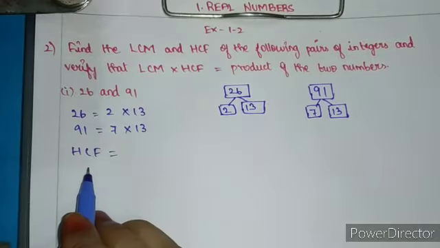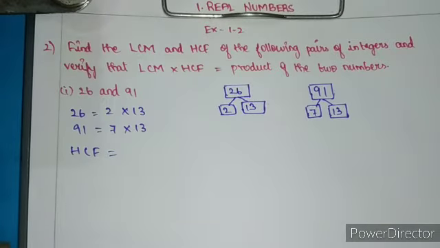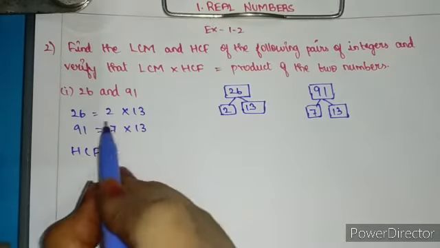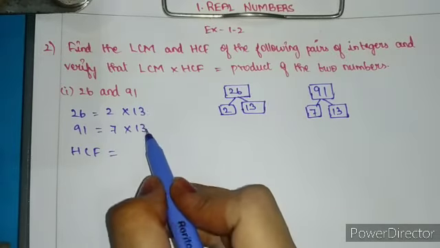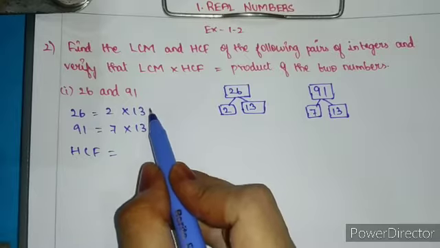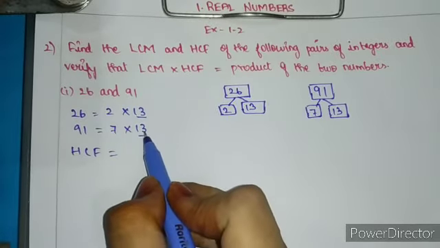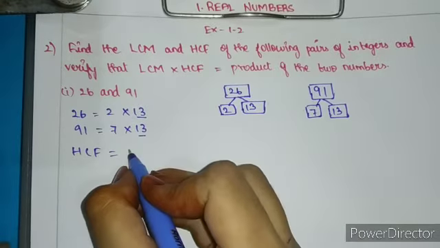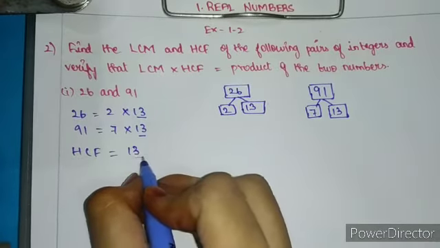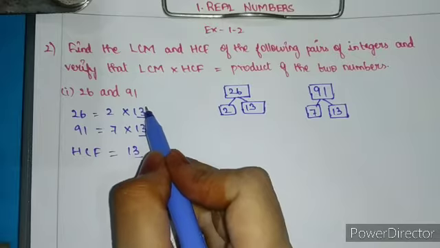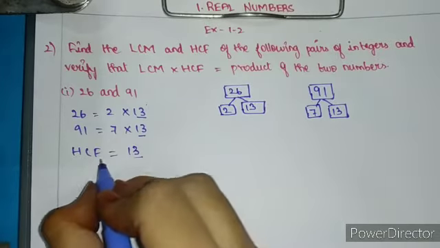HCF is the smallest power of each common prime factor. See here, we have to consider the common prime factor. In these two numbers, 13 is the common prime factor. So the HCF of these two numbers is 13 and the power is 1. So the HCF is 13.